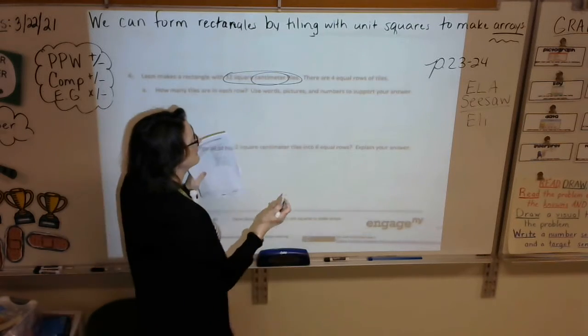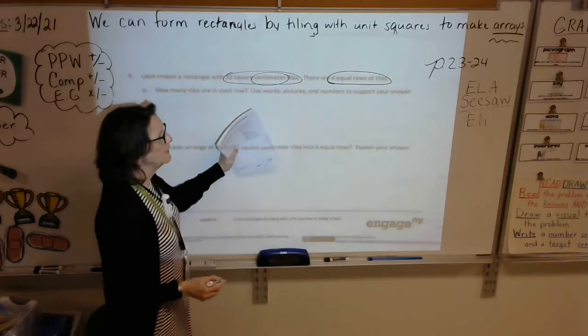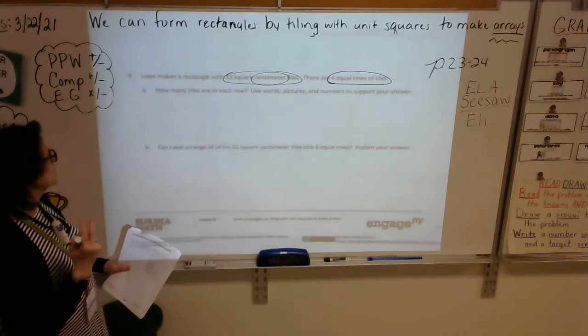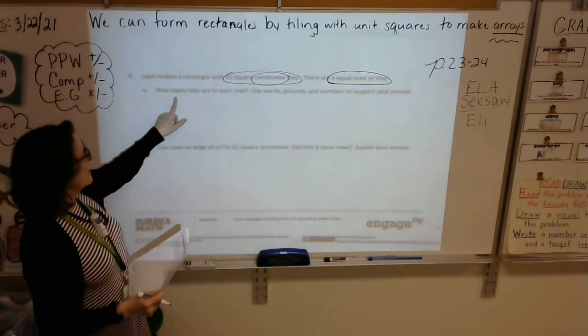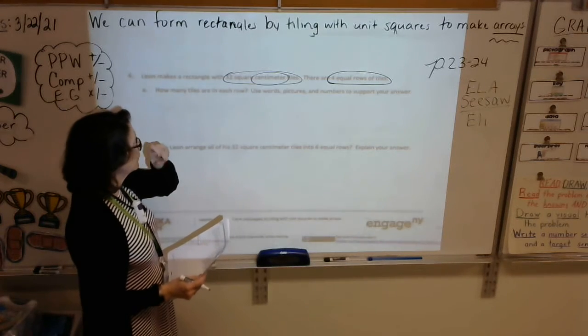Okay, what else do they tell us? Another known is there are 4 equal rows of tiles. So just like on the first page, those are our 2 knowns. We have to figure out how many tiles are in each row. Use words, pictures, and numbers to support your answer.